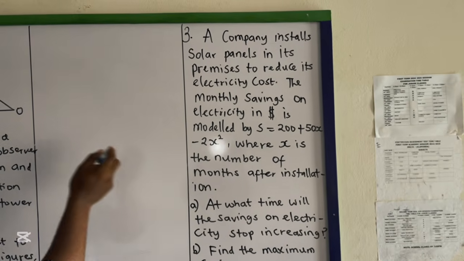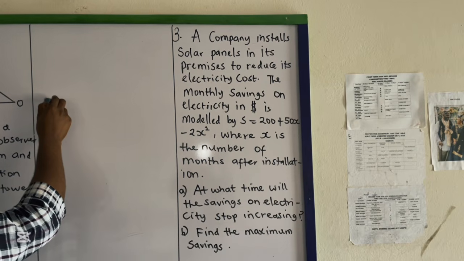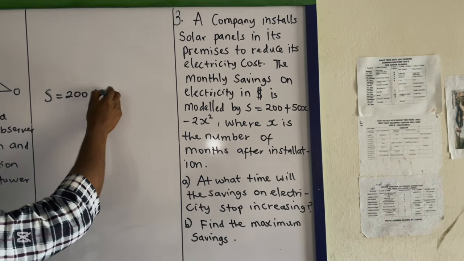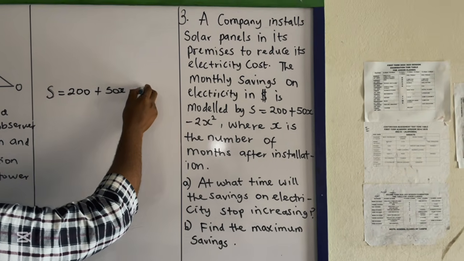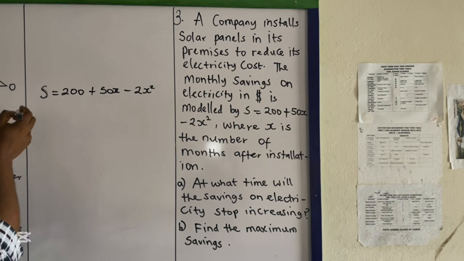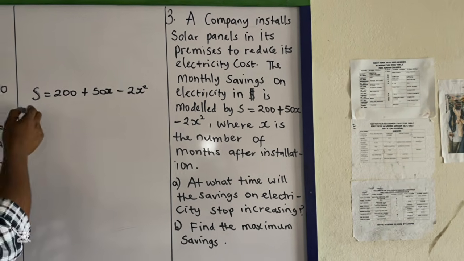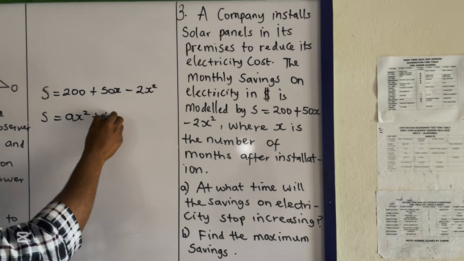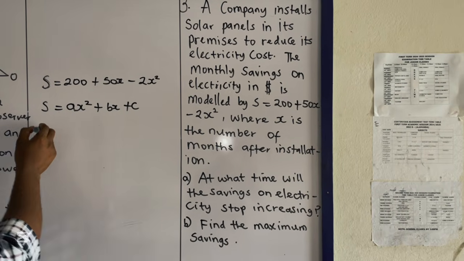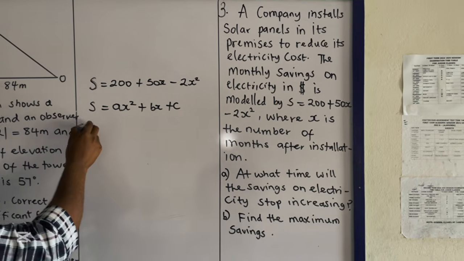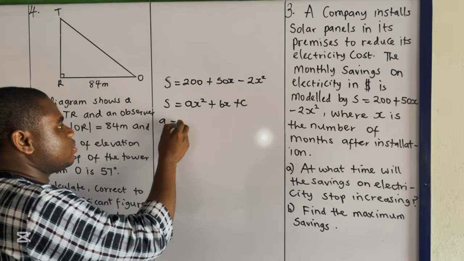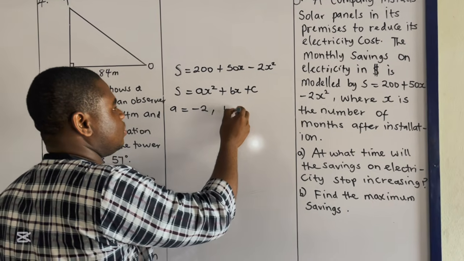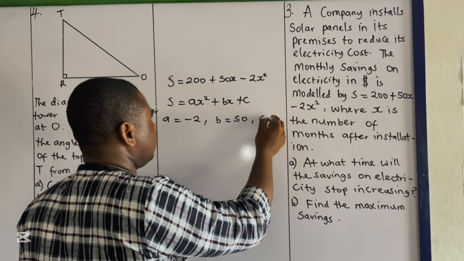If you look at question number 3, the model we have is S equals 200 plus 50x minus 2x squared. So if we are using a quadratic function in this form, S is equal to ax squared plus bx plus c. So in this case now, we are going to see that a is equal to minus 2, then b is equal to 50, while c is equal to 200.